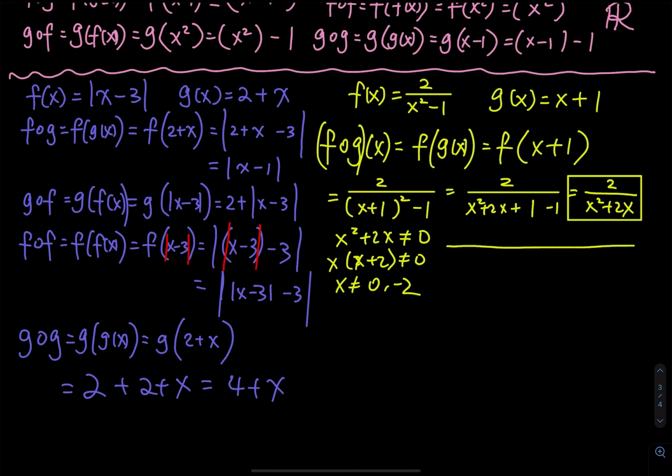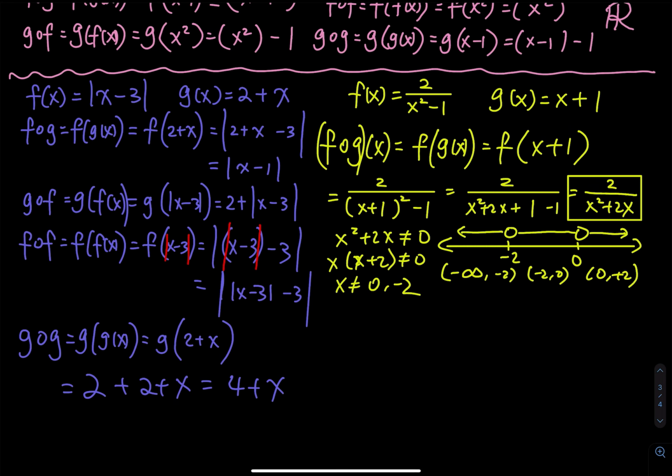And then for the domain, you draw a line like that. This is negative 2, this is 0, no negative 2, no 0. x can be anything else. So for the interval, that is negative infinity to negative 2, negative 2 to 0, and 0 to positive infinity. So for inequality, this is x less than negative 2, between negative 2 and 0, and x greater than 0.